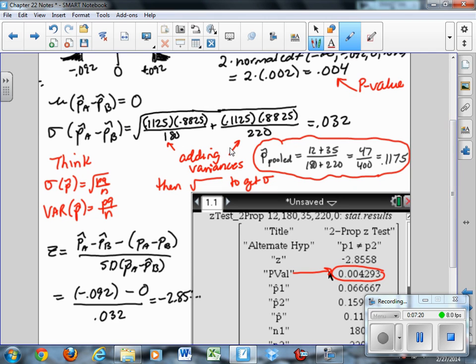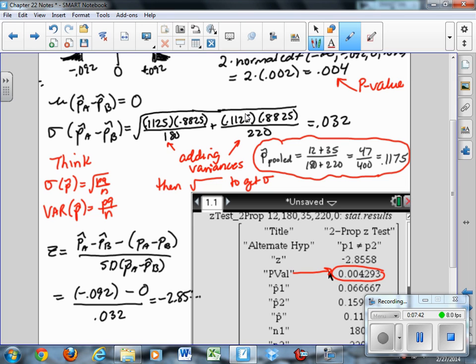They all have a slightly different standard deviation, and so the way we do this one, the mu of p hat A minus p hat B, the mu of all of these differences would be 0, because that's what we're saying for our null hypothesis. The sigma, however, what we do is we add variances.